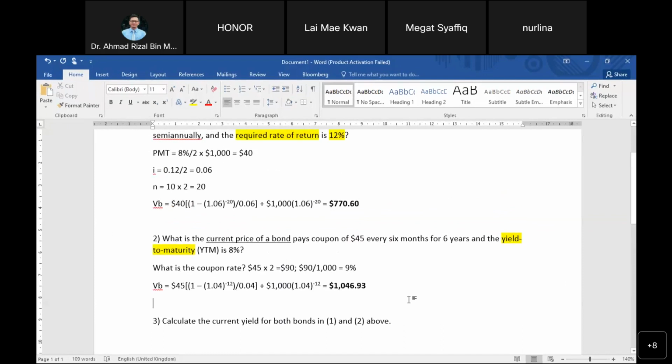The way I do it, because I'm using my iPhone calculator, the easiest way would be for me to calculate this first, and then I divide by 0.04, equals to, and then I multiply by 45. So I will get the answer for this first term here. Then I simply plus straight away 1000 times 1.04 to the power of negative 12, and it will give me this answer without me needing to write down or store in memory whatsoever. It's just a single straight operation using the scientific calculator.